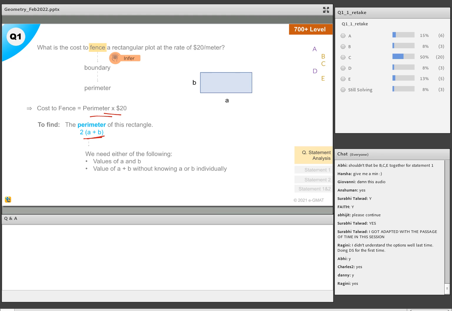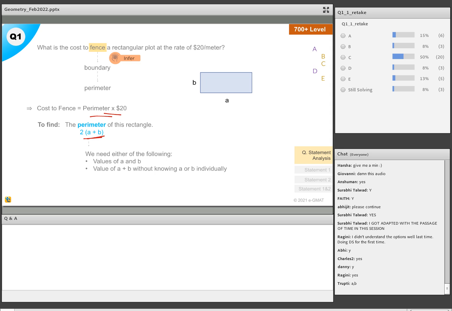So if I ask you the question, what is it you need to find so as to be able to answer this question? That is what you need to understand. What is it that you need to find in order to answer this question? To find the cost. Because as you go through the statements, your mind is focused on that.